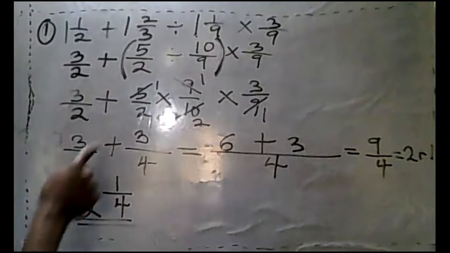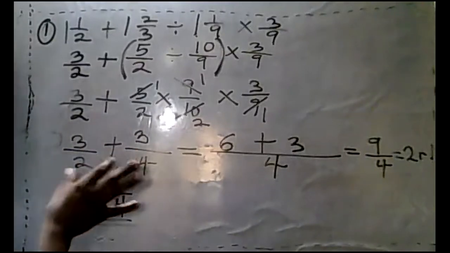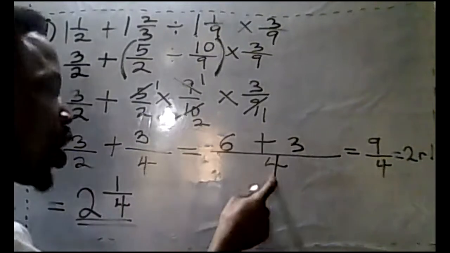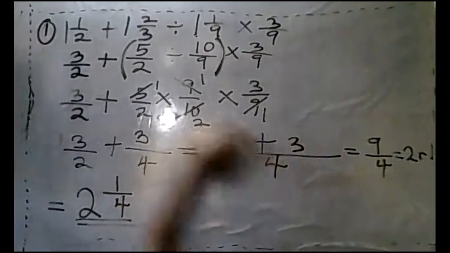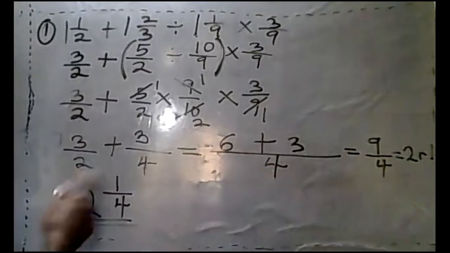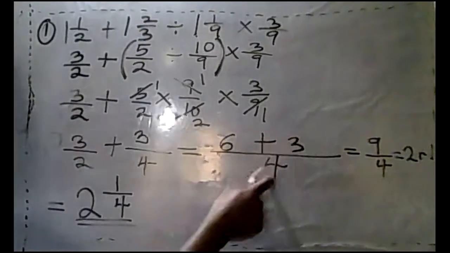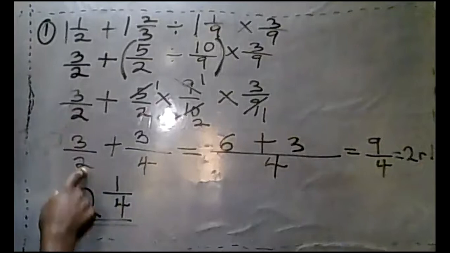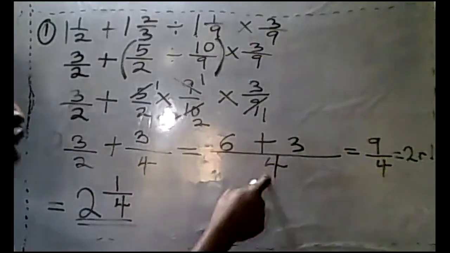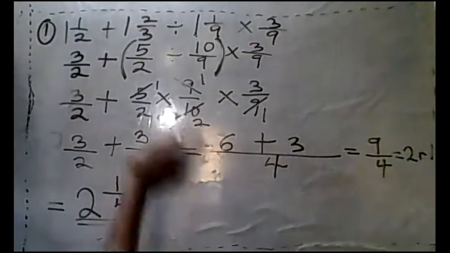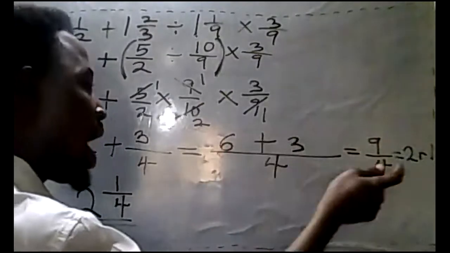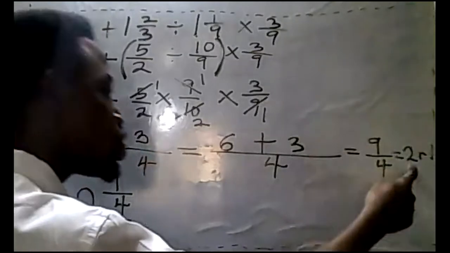3 over 2 plus 3 over 4. So find the LCM of 2 and 4. The LCM of 2 and 4 is 4. So the next thing is LCM divided by denominator, answer times numerator. 4 divided by 2, that is 2. 2 times 3, 6. Go to the next one. 4 divided by 4, 1. 1 times 3, 3. 6 plus 3, 9 over 4. How many 4 do we have in 9? That is 2, remainder 1.